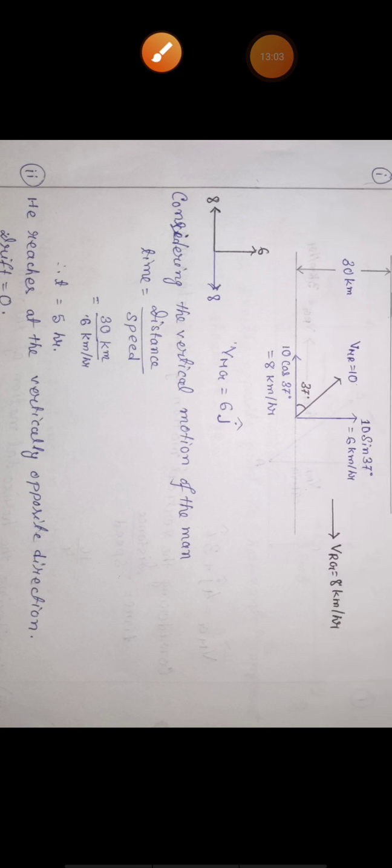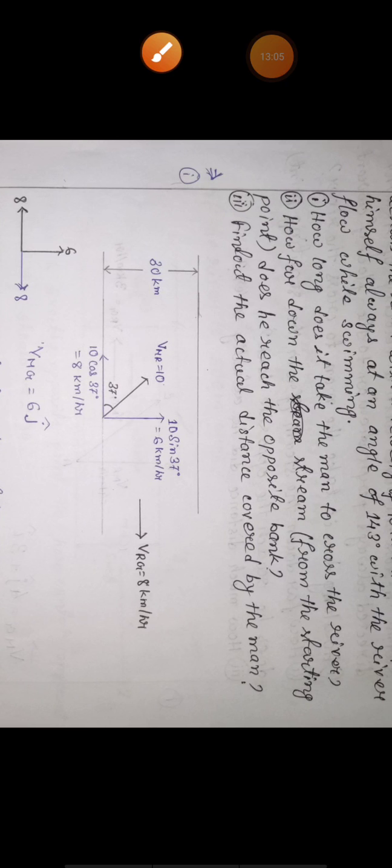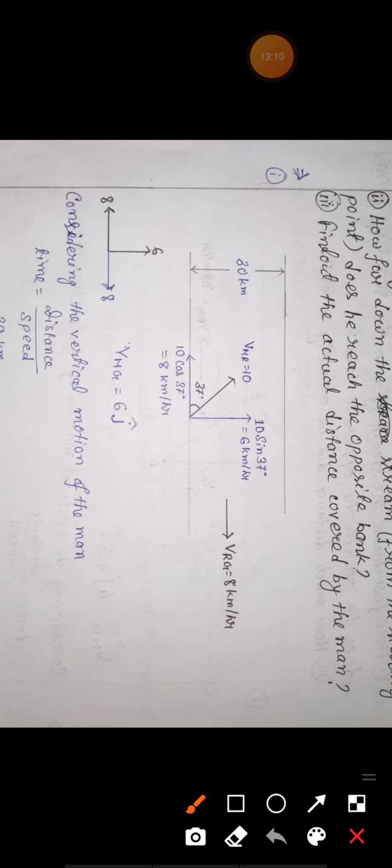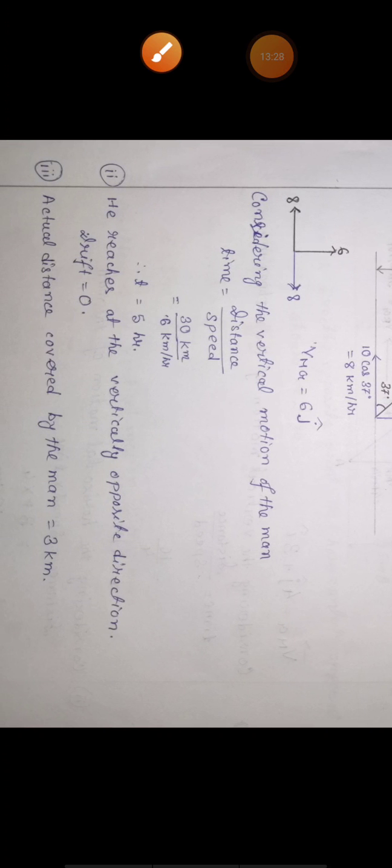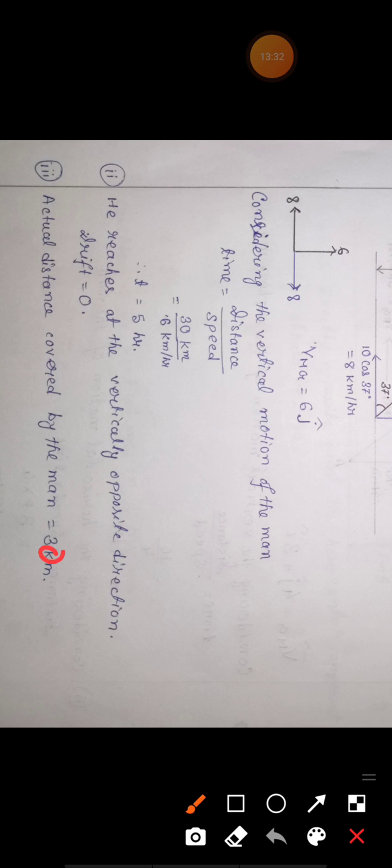Drift is 0. And find out the actual distance covered by the man. The actual distance covered by the man is equal to the width of the river, because he covers the distance from A to B in the vertical direction, perpendicular direction. So he covers only 30 kilometer path. So the actual distance covered by the man is not 3 but 30 kilometer. So you correct this one, 30 kilometer.